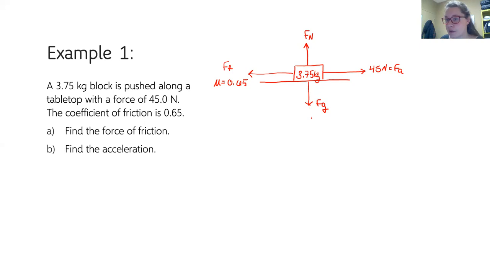So the force of gravity is the weight of the object. It's not equal to kgs, it's newtons. So the force of gravity is going to be equal to mass times gravity, which is equal to 3.75 kgs times 9.81 equals 36.8 newtons. You'll notice the force of gravity is in newtons, whereas mass is in kilograms.